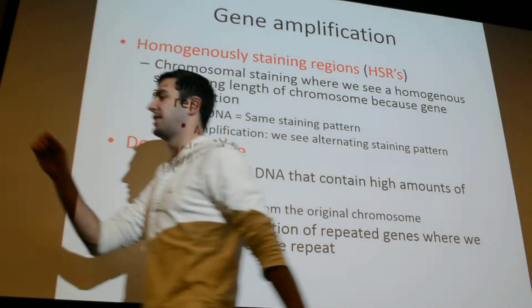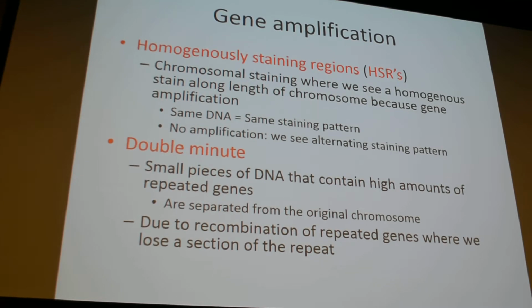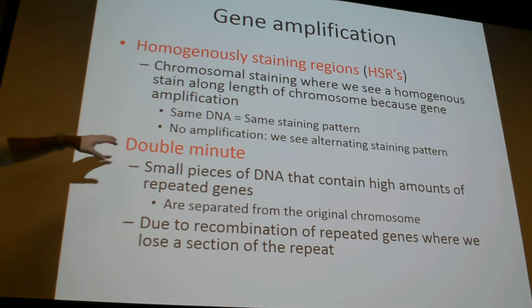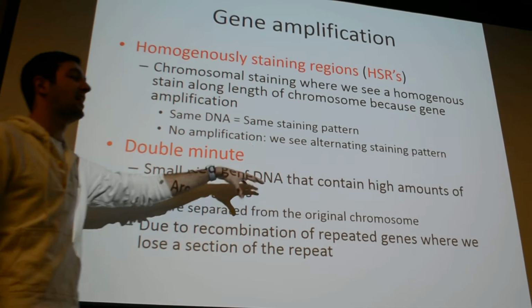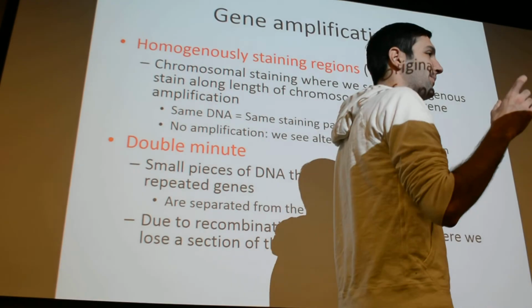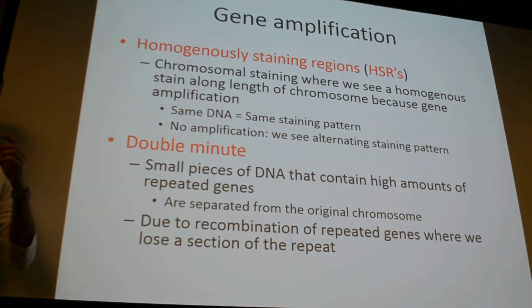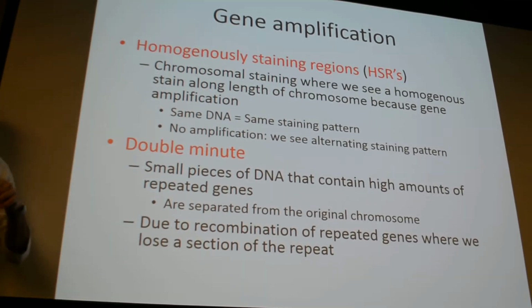If normally I just have my little pinky stained, but in another cell type it's a lot longer, that whole area is repeated, so I have an amplification. It works the opposite way too. If I have a deletion, I'd have a pinky normally, and I have nothing over here. So it can be for both amplification and deletion. Double minutes are small portions of DNA containing amplified amounts of the same gene. However, they're not actually in the chromosome. They're like little offshoots of it.